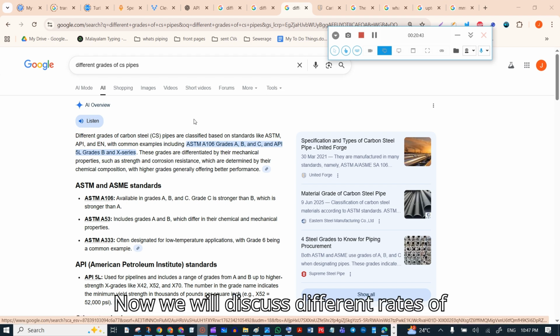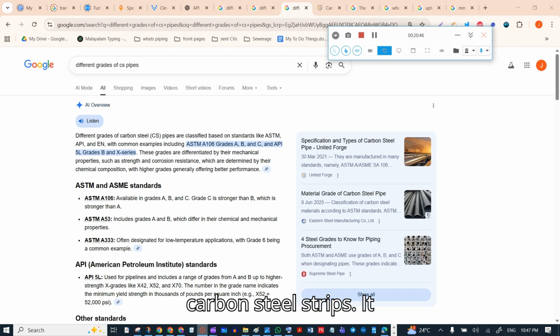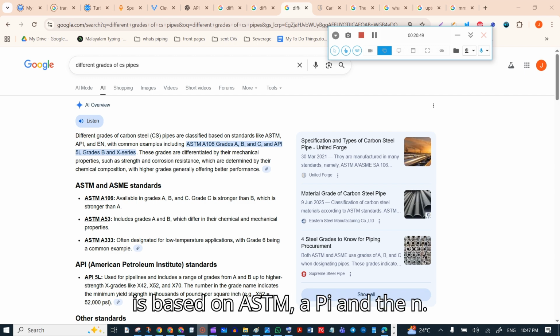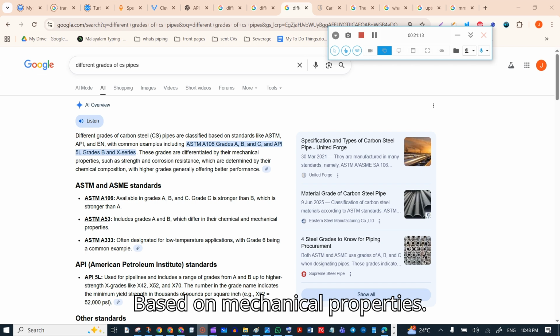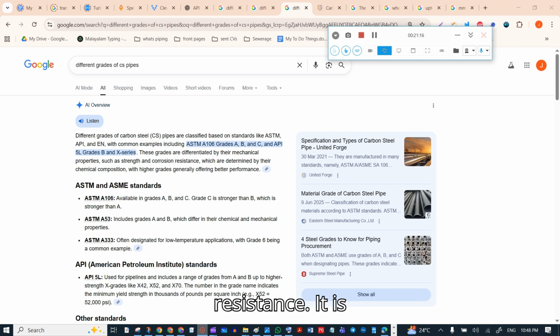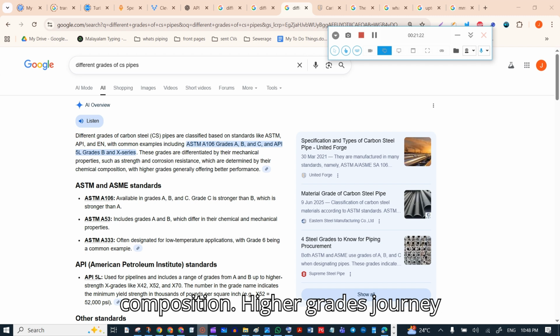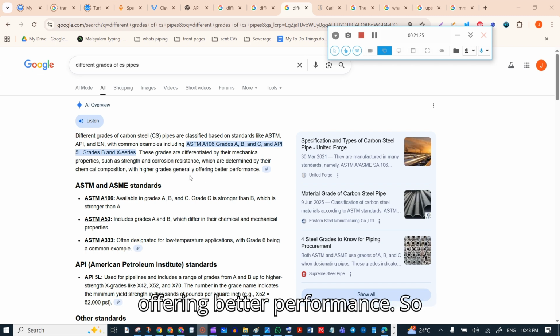Now we'll discuss different grades of carbon steel pipes. It is based on ASTM, API and EN. Common examples are ASTM A106 grades A, B and C and API 5L grades and X series. These grades are based on mechanical properties like strength and corrosion resistance. It is determined by their chemical composition, with higher grades generally offering better performance.